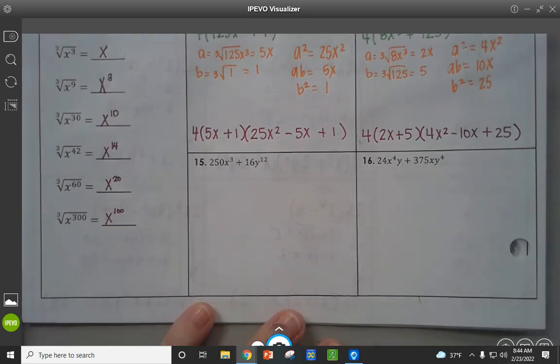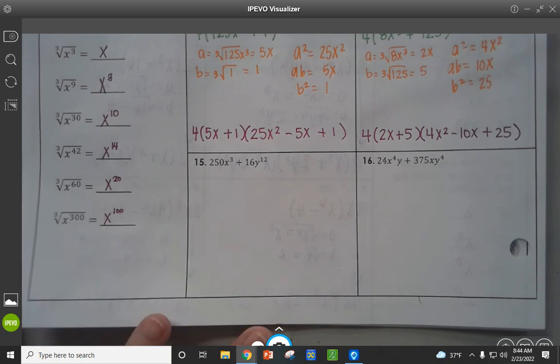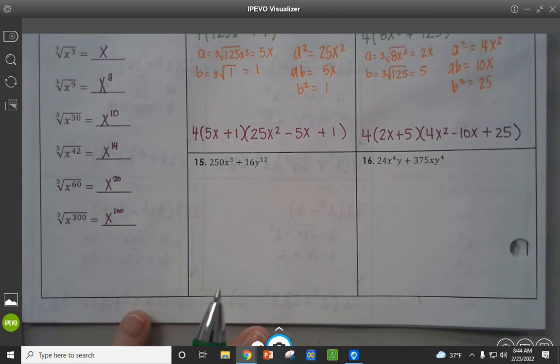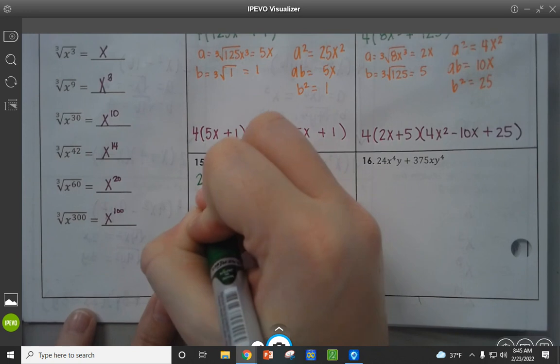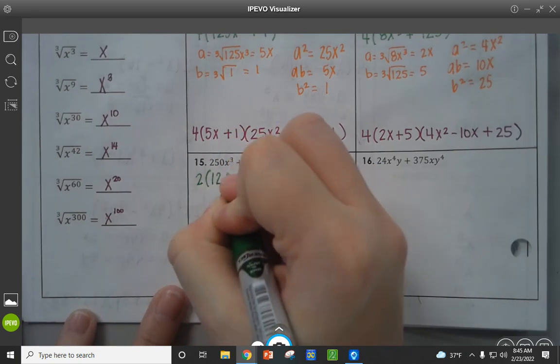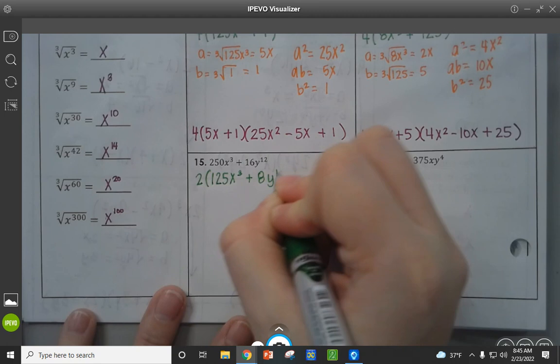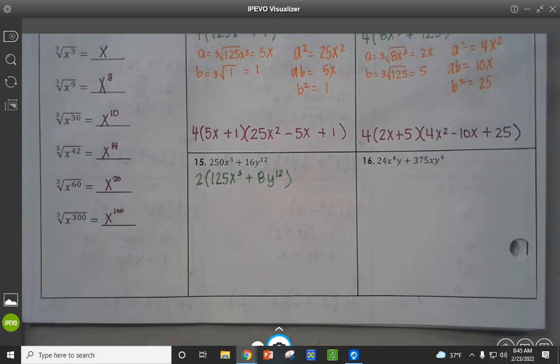Number 15, is there a GCF? Well, there would have to be because 250 and 16 are not perfect cubes, so it is 2. And look, we have 125 x cubed plus 8 y to the 12th. See if you can finish number 15.